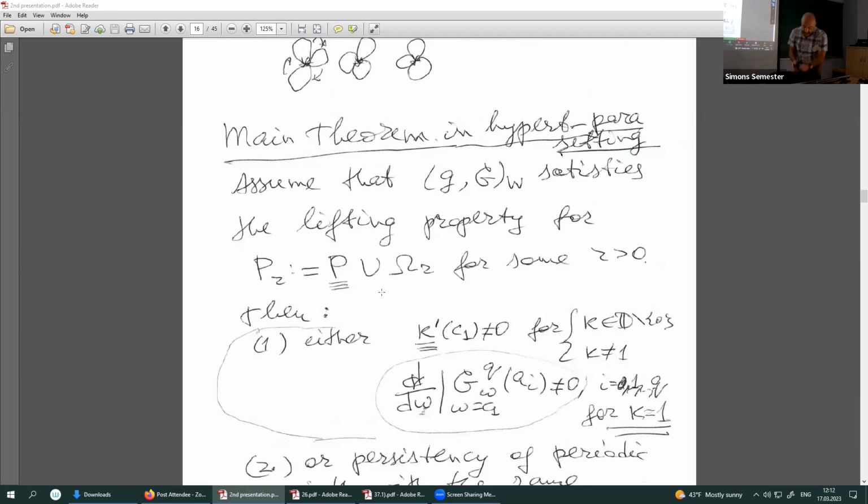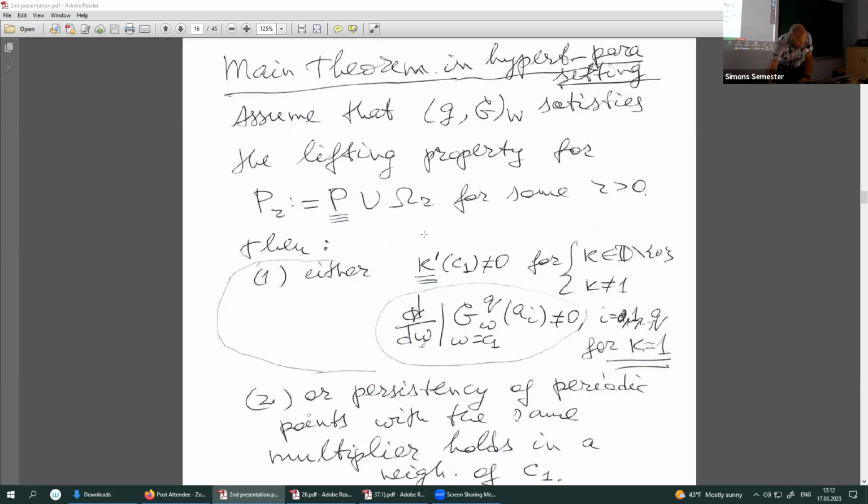And then the main theorem in this setting is the following. So assume that this holomorphic deformation of such marked map satisfies the lifting property, but this time it's not enough that only on the orbit. It should satisfy the lifting property in the basin, okay, in this local basin. It can be as small as we want. Okay, together with this infinite orbit. And then everything is great.